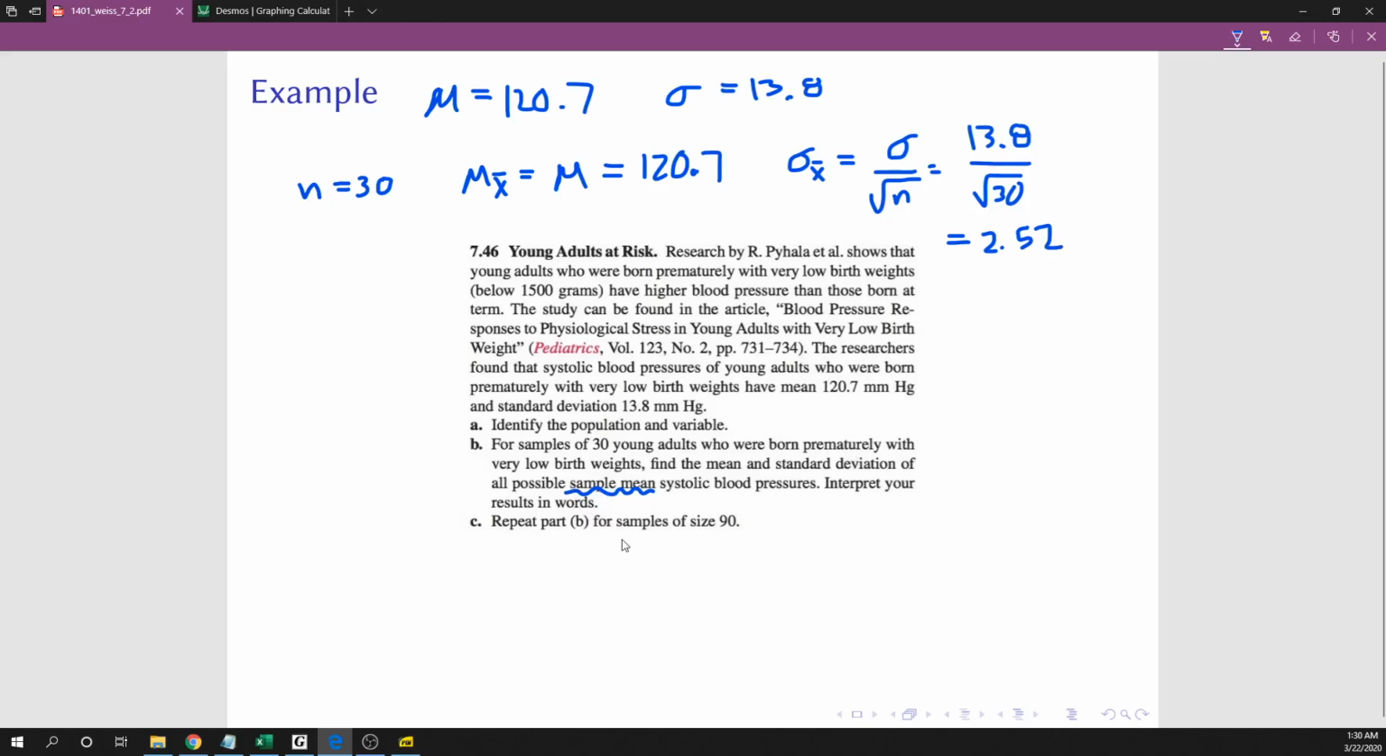For part C, they want to know the same thing, but with sample sizes of size 90. So n would be 90. The mean of all the sample means would be the same as the population mean, which would be, again, 120.7, just like before.